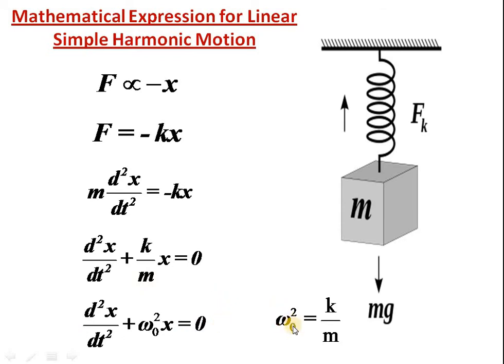But in fact omega 0 is called the angular frequency of oscillation. Okay, angular frequency of oscillation is the technical name of omega 0. K is called the spring constant, expressed in Newton per meter, and m is the mass of the body. Okay, so again now we can go back and proceed.